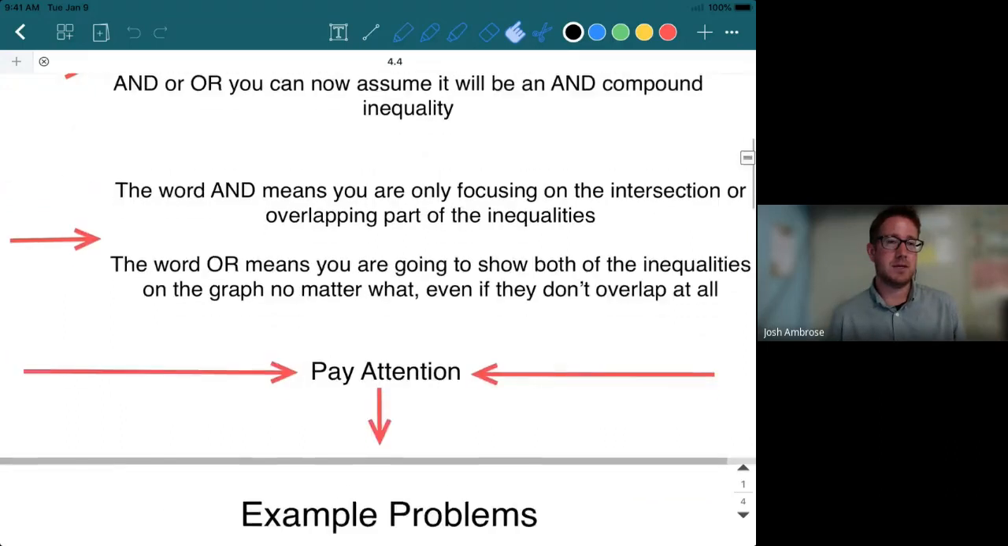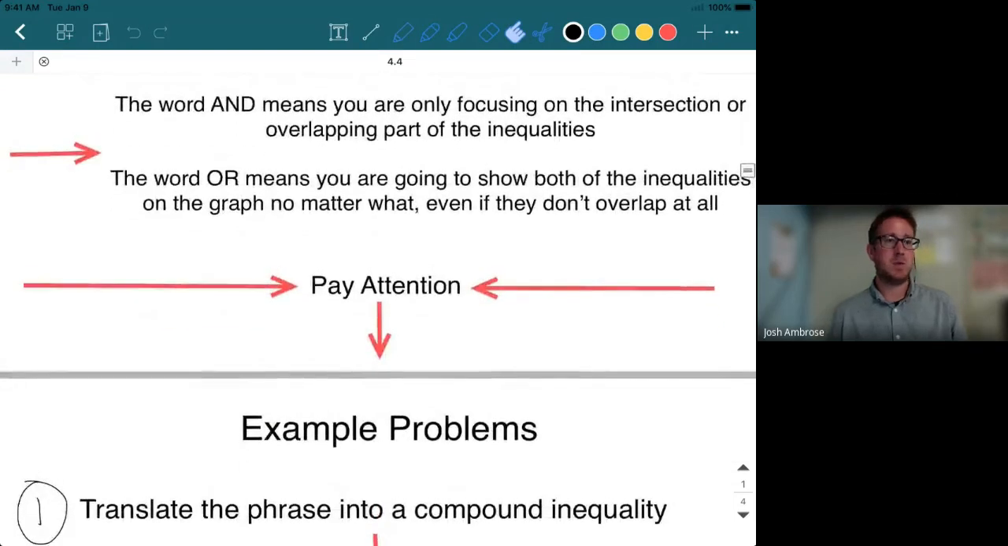Now let's figure out, what does this word and even mean? The word and means that, for your graph, this is specific to the graph, you are only focusing on the intersection. In other words, the overlapping part on that number line. Again, if you were to graph and it says you're going to the less than side, then you have another one going to the greater than side, there's going to be a point where those two graphs overlap. One intersects the other one. For an and compound inequality, you're only showing the overlapping part. You're not showing the part that goes off by itself.